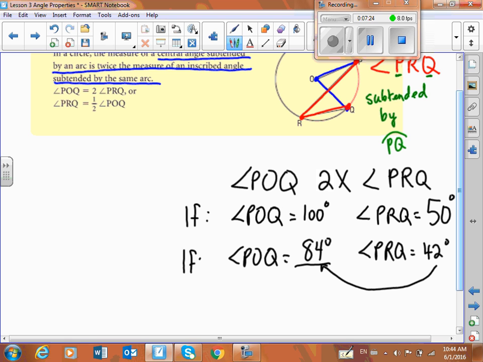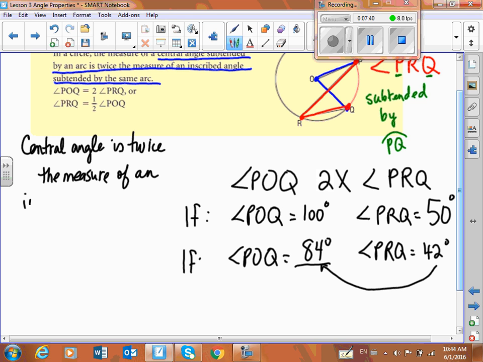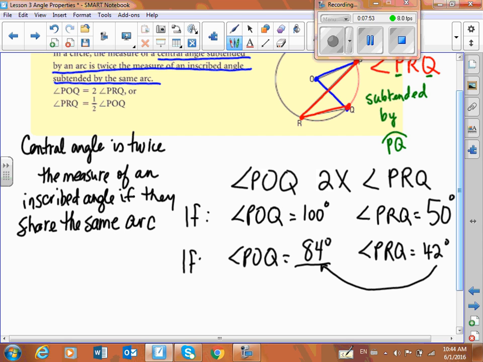Okay, so in plain terms, the central angle is twice the measure of an inscribed angle if they share the same arc. I'll give you a second to copy that down. Central angle is twice the measure of an inscribed angle if they share the same arc.